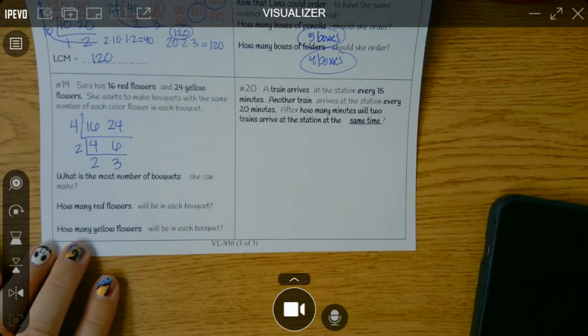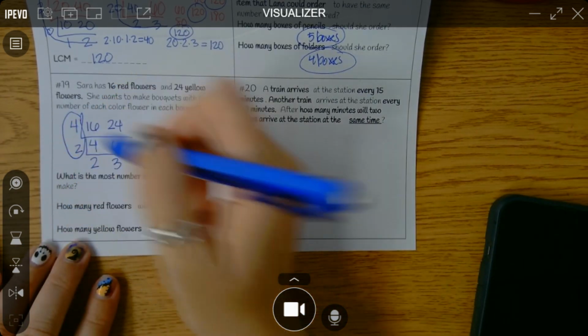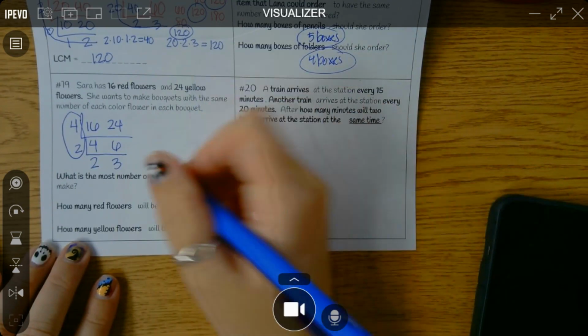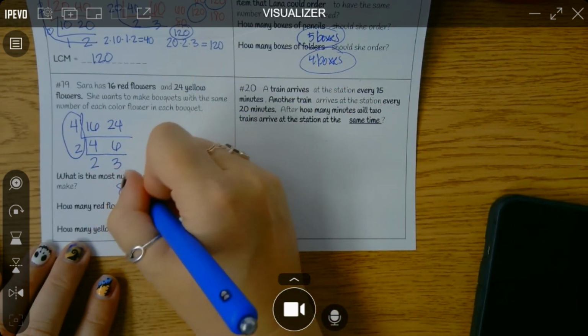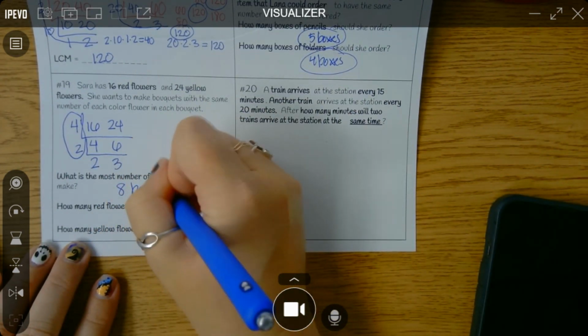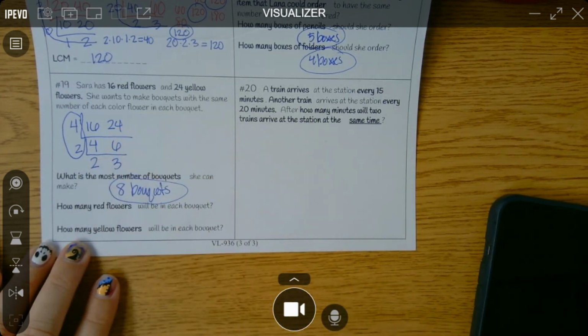Well, it says you don't necessarily have to have the same number of red flowers and yellow flowers, but you do want each bouquet to be identical. So I just want to know what's the most number of bouquets that I can make. So that's a GCF, which 4 times 2 gives me 8. So I'm going to have 8 total bouquets, and then I want each bouquet to be identical.